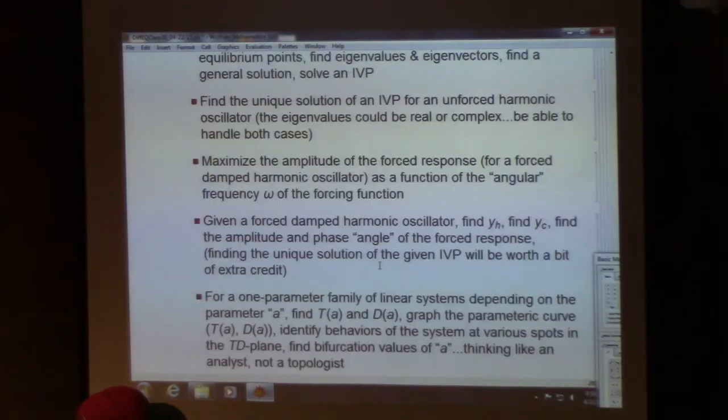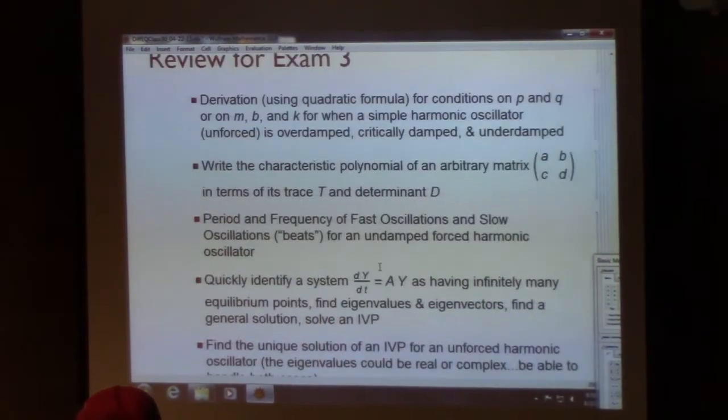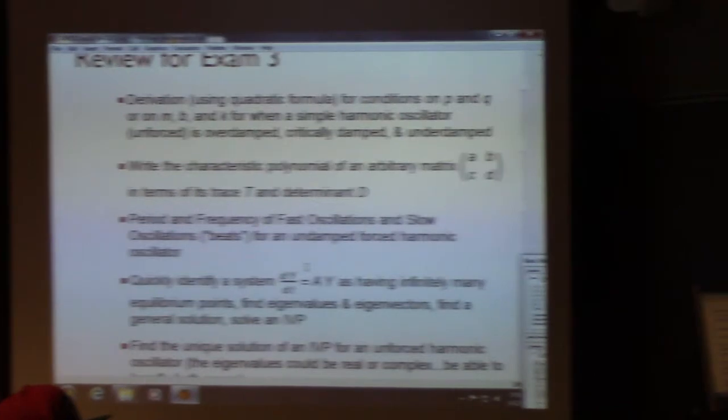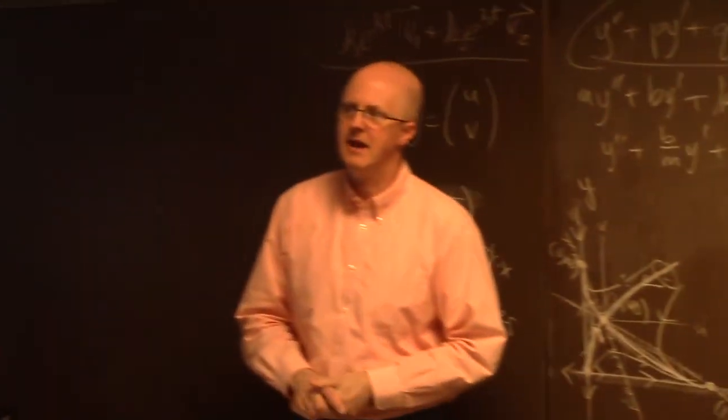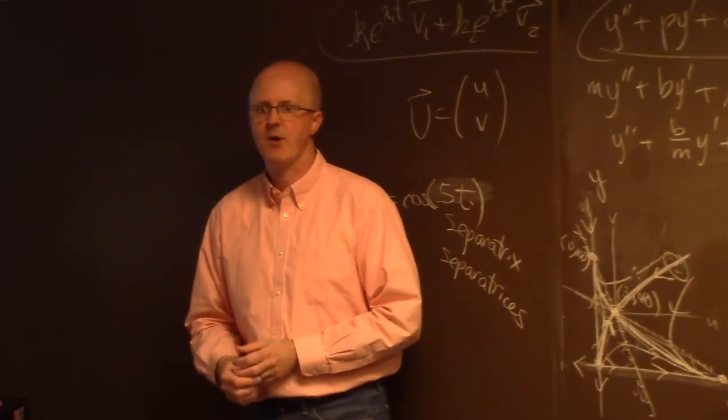So that briefly covers everything. If you study these things, you should do fine. You need 1 note card front and back, and you use your calculator. See you Friday at 9 o'clock.